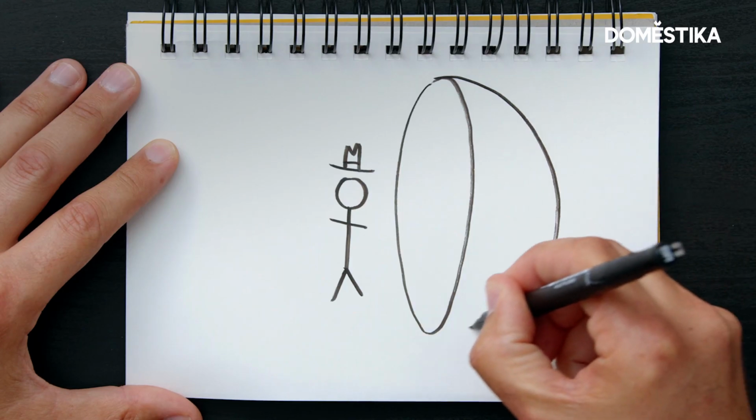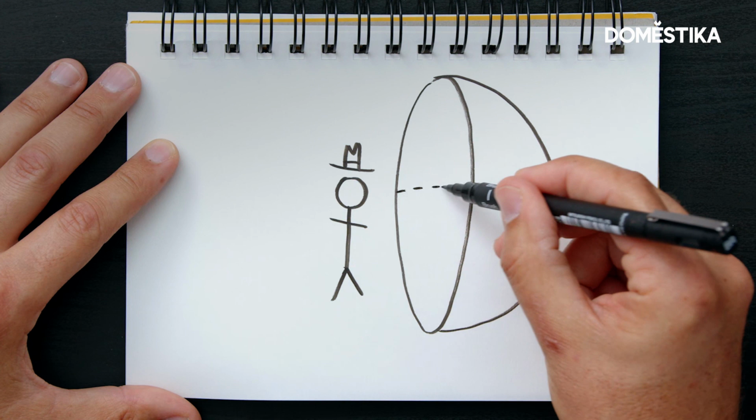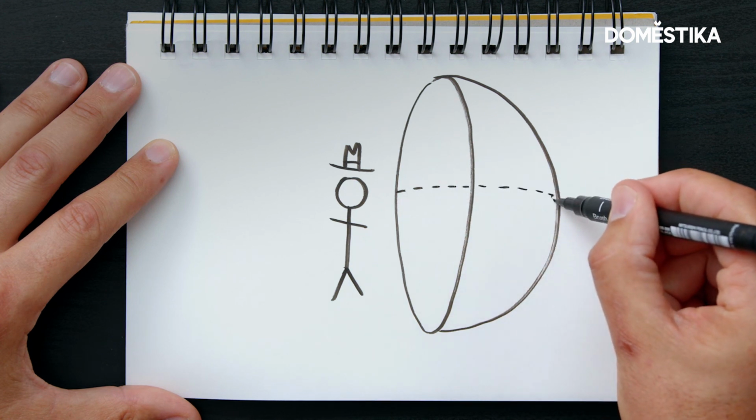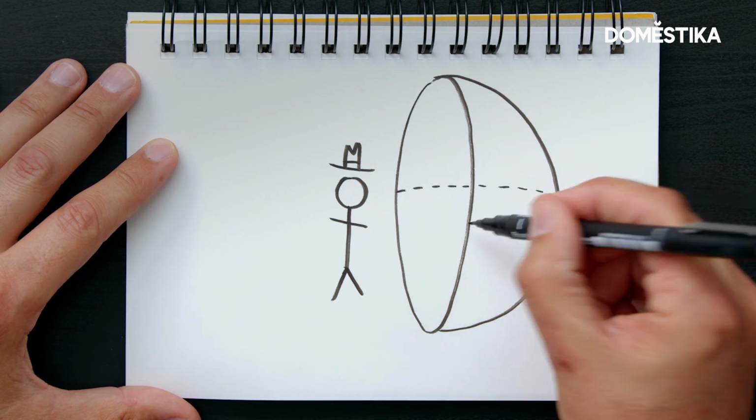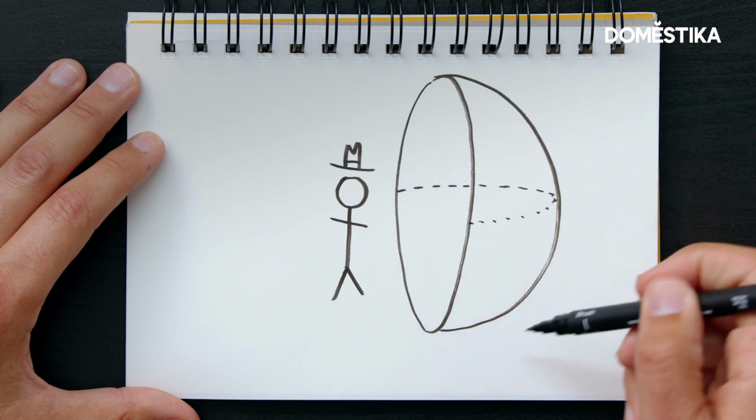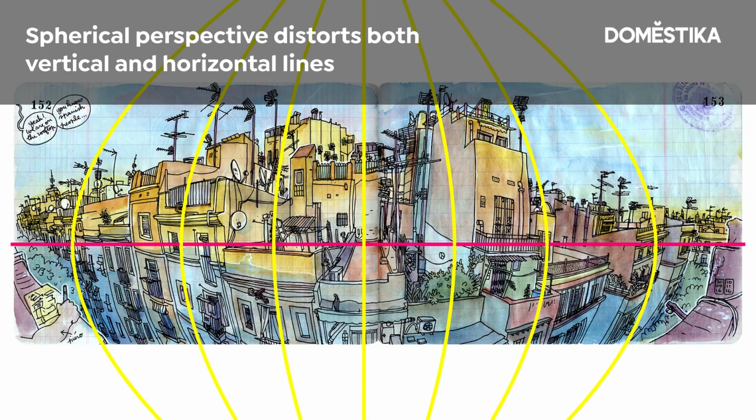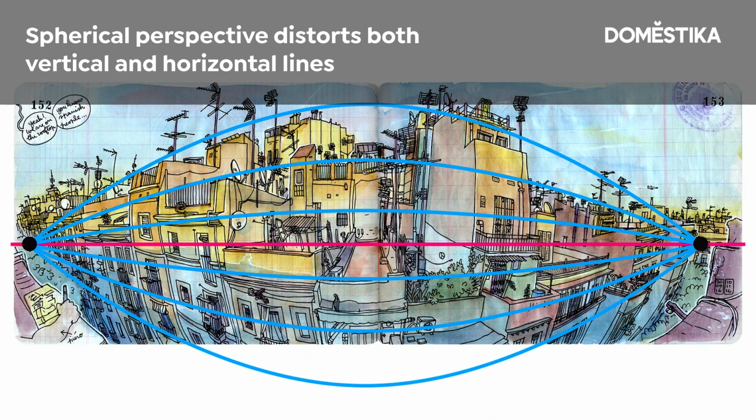Another representation of the curvilinear perspective is spherical perspective. So you are in front of the sphere, your horizon is the middle of your sphere, and everything you look around gets a deformation. The verticals become curves and the horizontals again become curves.